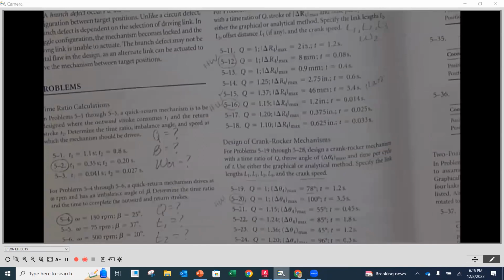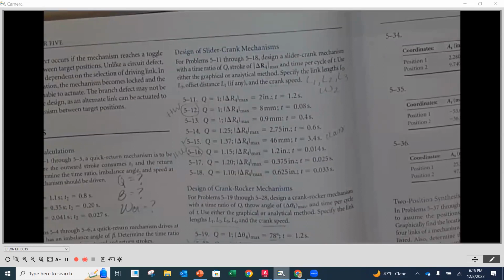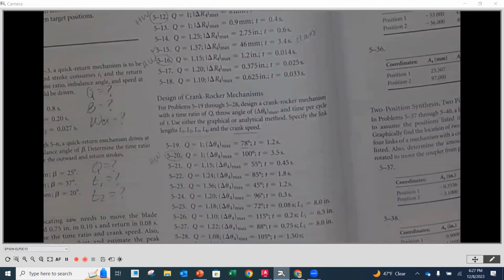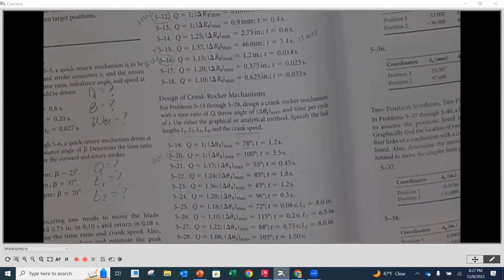Then the next problem that you have is going to be problem number 12. That's going to mimic the example 5.11 that we looked at. That's going to be an inline crank because it's got a Q equal to 1. Okay. And then you're going to have an offset crank, which is going to be 5.16 because that's got a Q of 1.15. And then lastly, you've got a crank rocker, number 20. It's got a Q of 1, so it's evenly distributed, half of that throw angle on either side to mimic that last problem that we just looked at.